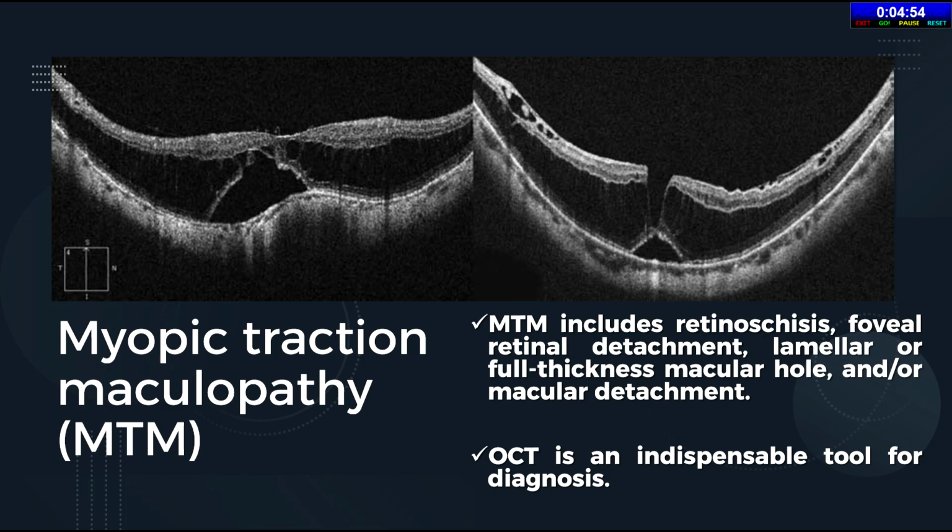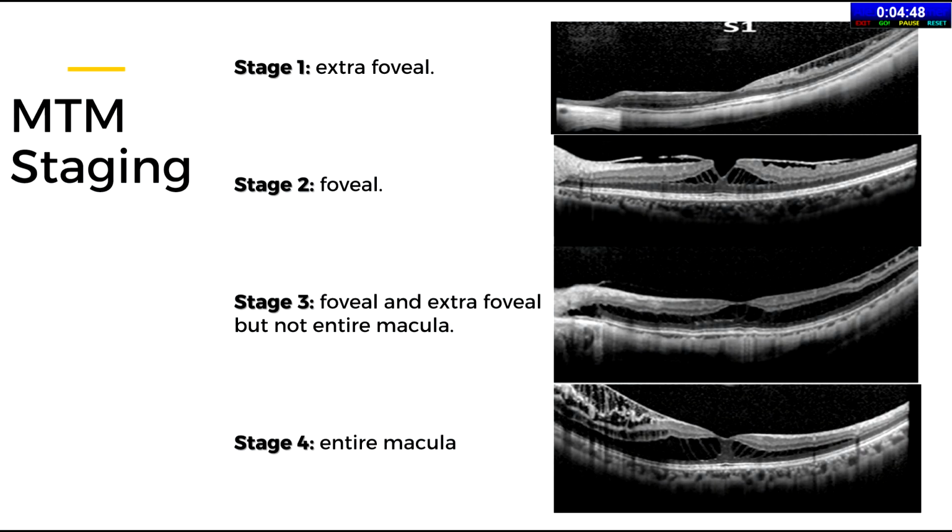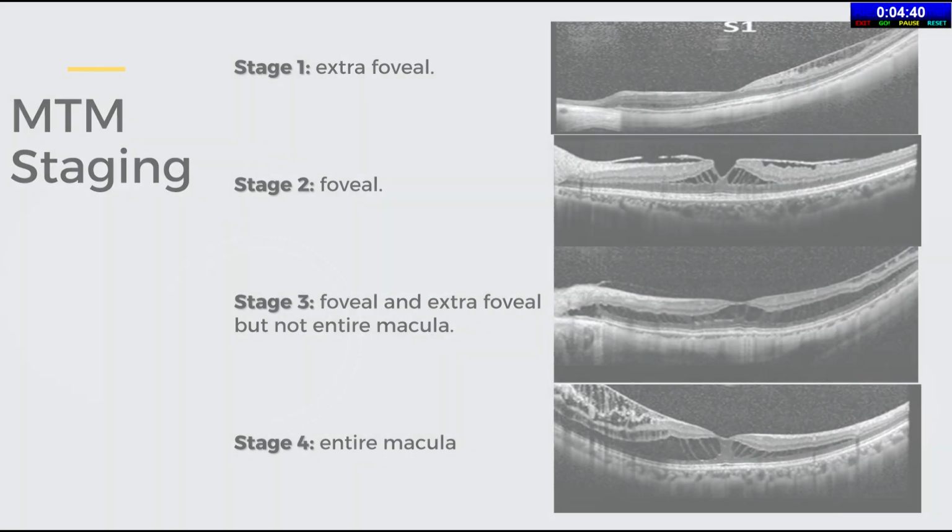For surgical conditions, we have multiple surgical conditions for pathologic myopia. First is myopic traction maculopathy, MTM, which includes retroschisis, foveal retinal detachment, lamellar or full thickness macular hole, and or macular detachment. OCT is very important as a tool of diagnosis. MTM, as we all know, has 4 stages: first extrafoveal, then foveal and extrafoveal, then the entire macula.